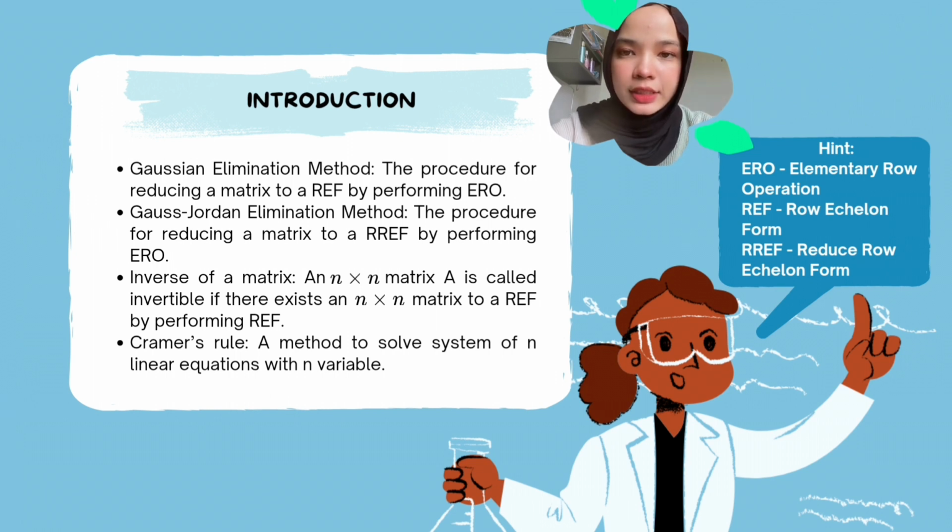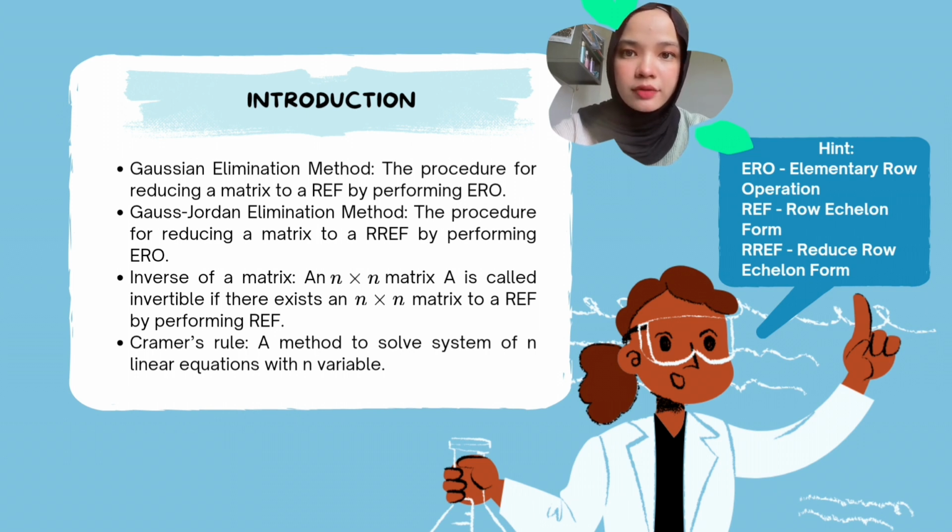Introduction. First, the definition: the Gaussian elimination method is the procedure for reducing a matrix to a row echelon form by performing elementary row operations. Next, the definition: the Gauss-Jordan elimination method is the procedure for reducing a matrix to a reduced row echelon form by performing elementary row operations.